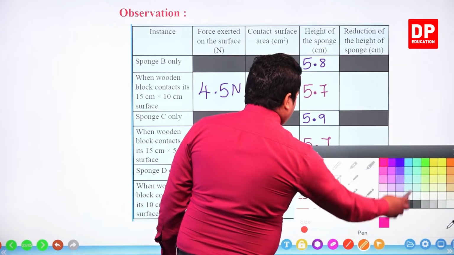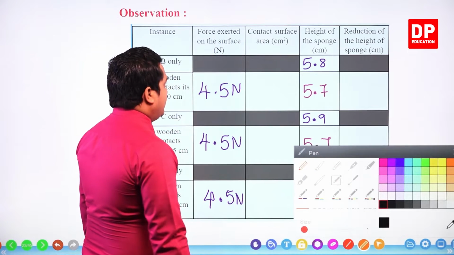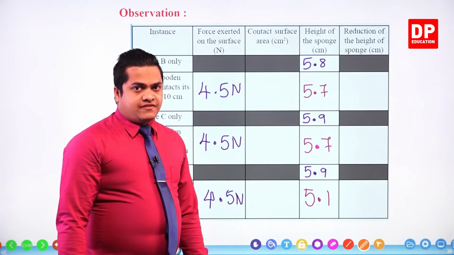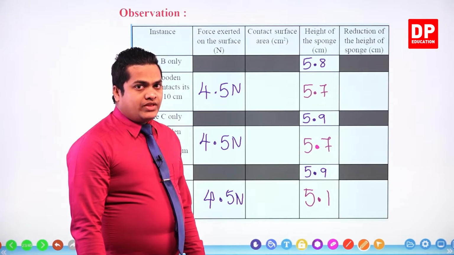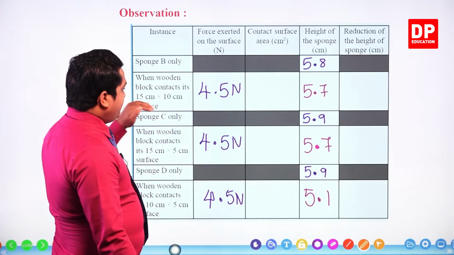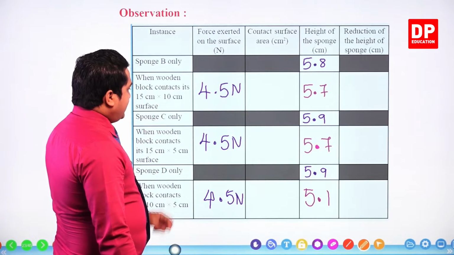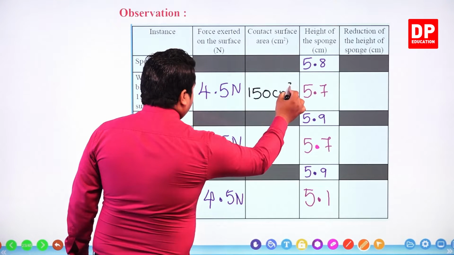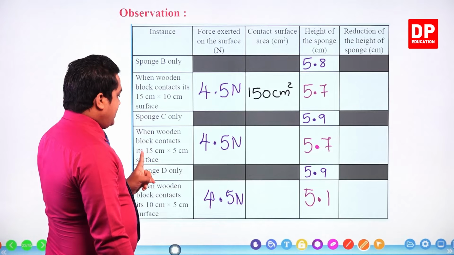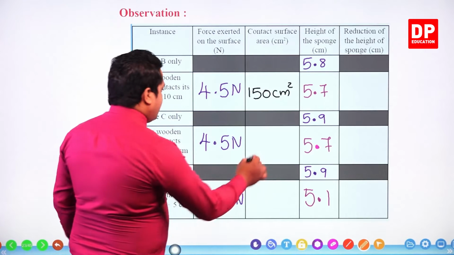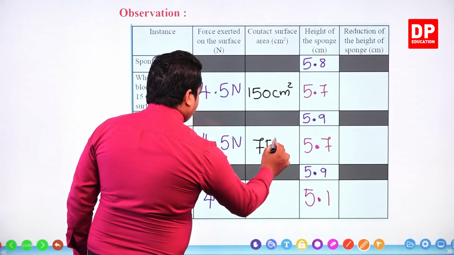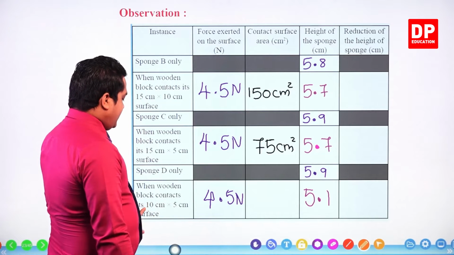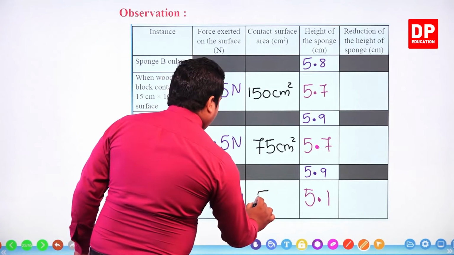Now the second one, the contact surface area. To find the contact surface area, you need to multiply length with the breadth. You can find the length and breadth in here. 15 by 10, 150 square centimeters. Then in here 15 by 5, 75. Then in here 15 by 10, 50.